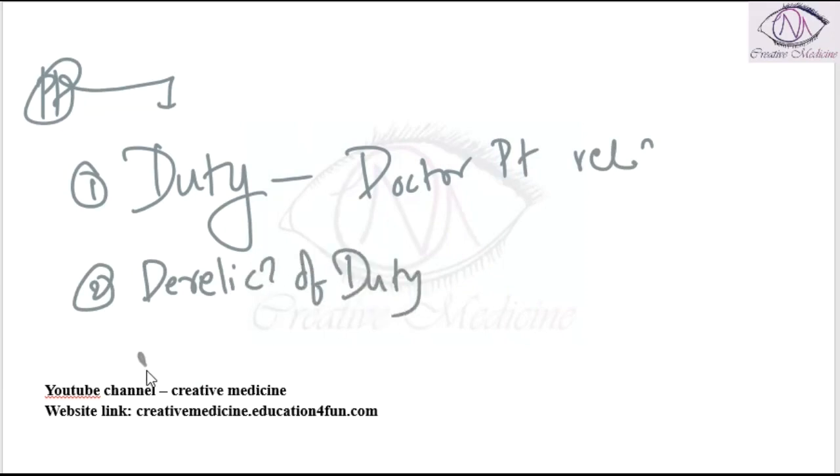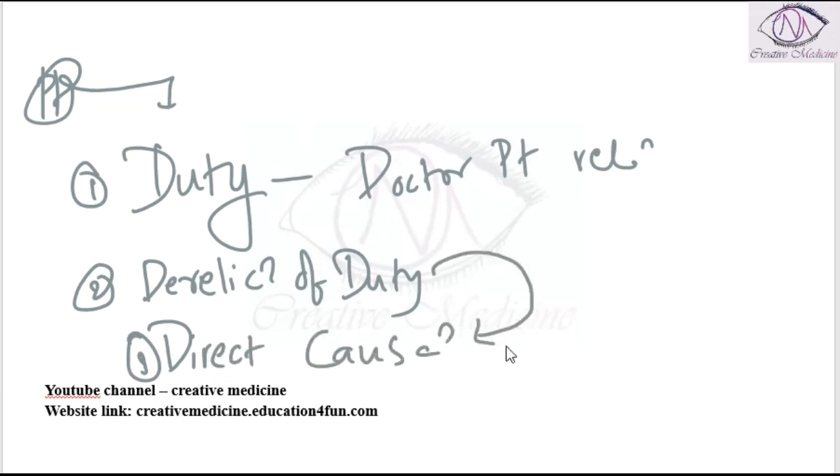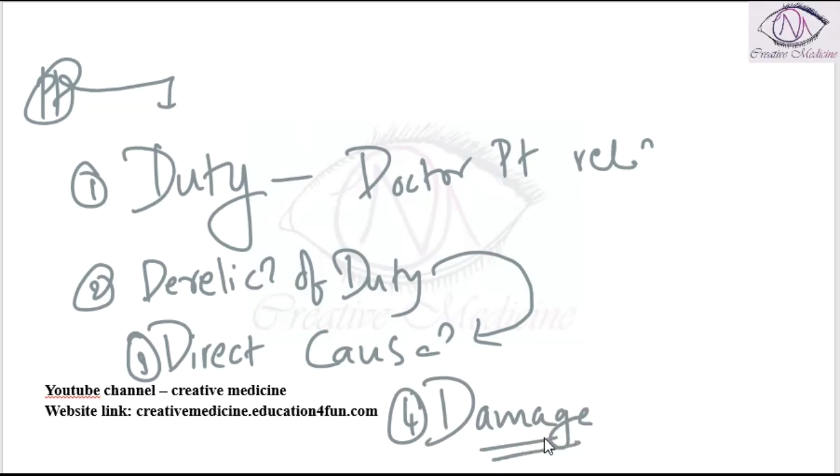3. Direct causation. In direct causation, the dereliction of duty should be the direct cause of the damage to the patient. So the work that the doctor has done should result in damage to the patient. 4. Damage. Damage should be measured and it should be compensated by damages. That is, you can either give compensation or money should be given for the damage that has occurred.